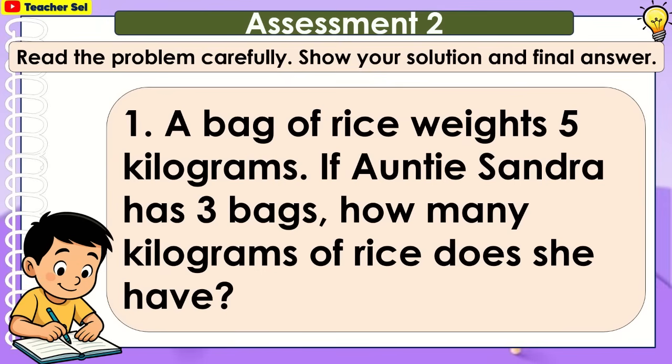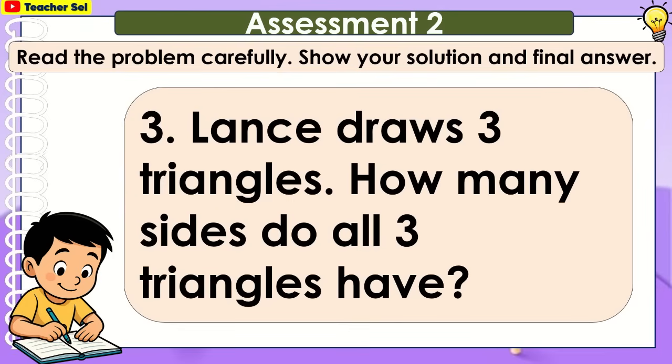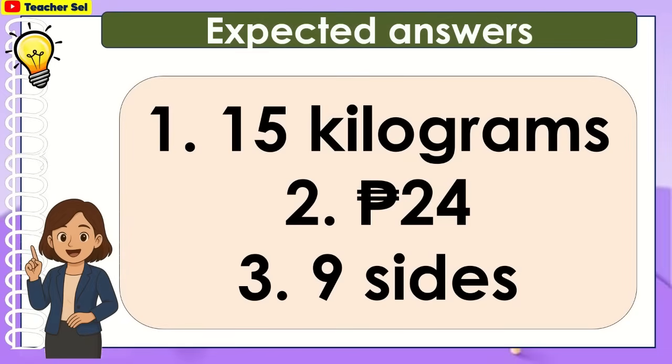1. A bag of rice weighs 5 kilograms. If Auntie Sandra has 3 bags, how many kilograms of rice does she have? 2. Kim bought 3 pieces of lumpia from Aling Marta. Each lumpia cost 8 pesos. How much money did Kim spend? 3. Lance draws 3 triangles. How many sides do all 3 triangles have? Here are the expected answers.